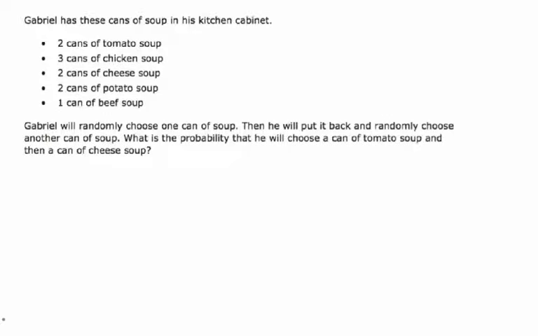So this question is similar to the question with the marbles. There's a slight difference, and we'll talk about it in a second, but we know we need the probability of the first event, the probability of the second event, and then we multiply. The first thing we want to do is total up how many cans of soup Gabriel has here in his pantry or in his kitchen. So we add all these up. I've got 2, 3, 2, 2, and 1. It looks like 2 and 3 is 5, and then 2, 2, and 1 is another 5. It looks like he's got 10 total cans of soup.